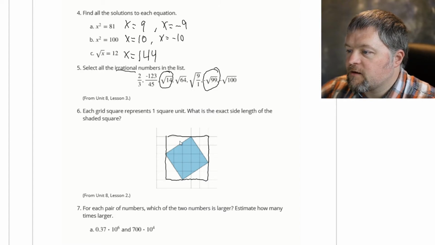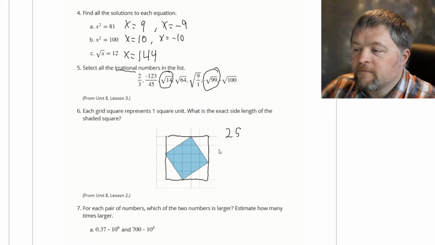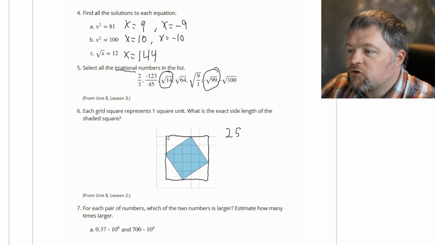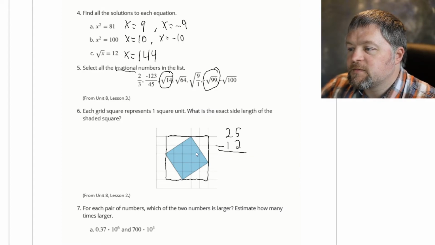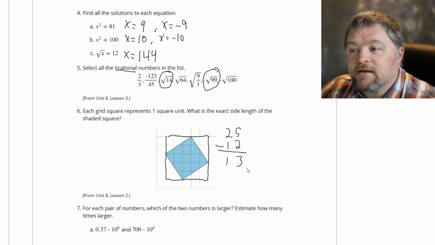Our outer square here is 5 by 5, so that has an area of 25 square units. Our little triangles here are 2 units by 3 units. 2 times 3 is 6, over 2 is 3. 3, 6, 9, 12. Those outer triangles total 12 units, which means the area of our inner square is 13.